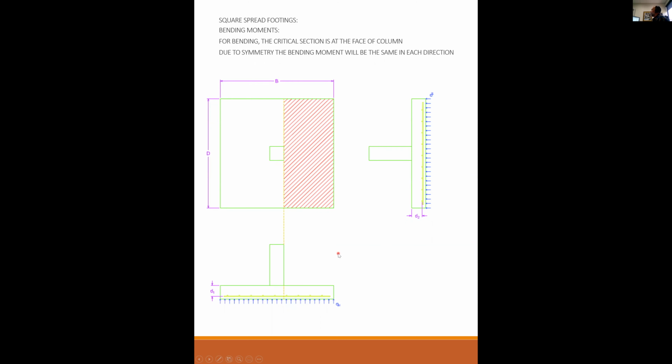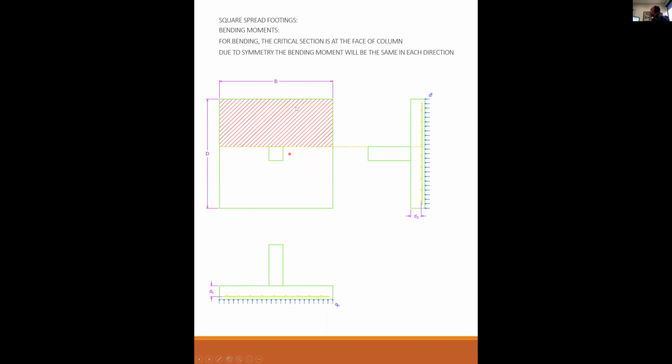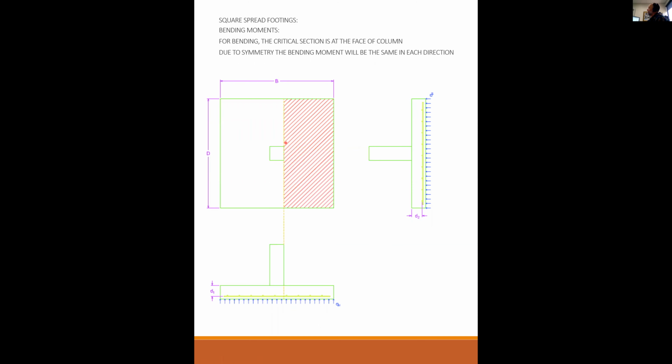And due to symmetry, the bending moment will be the same in each direction if it's a square column, right? So if it's a square column, then the bending moment along this dotted plane is going to be the same as that bending moment. But if they're rectangular, then you have to evaluate each one independently because you have a different area and a different moment arm for each direction.